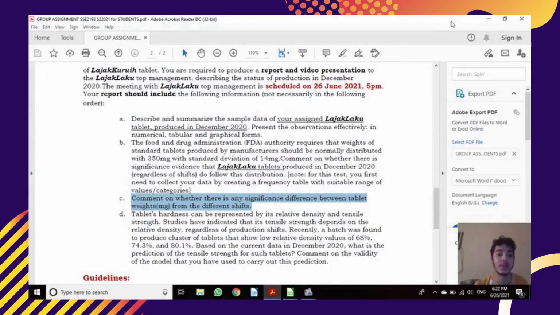Hi everyone, I am Ahmed Magdi and I will talk about part C, which is the comment on whether there is any significant difference between tablet weights from the different shifts.